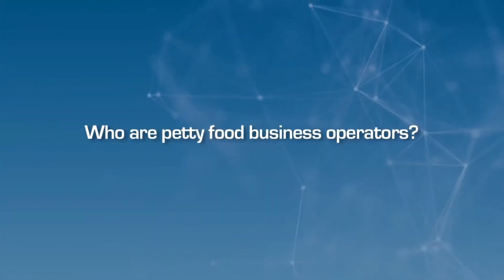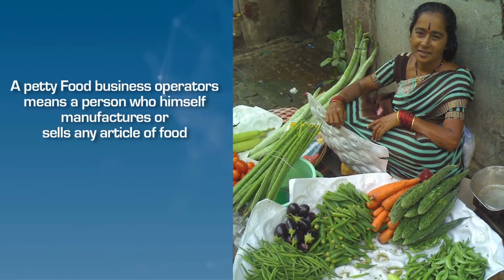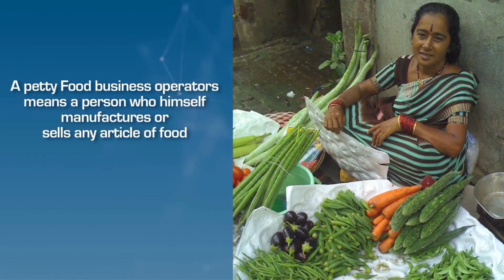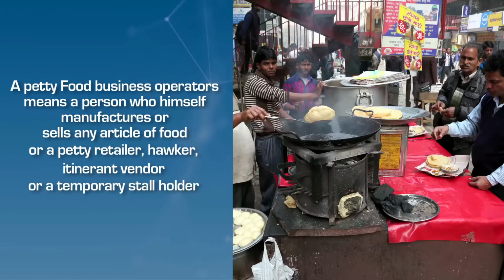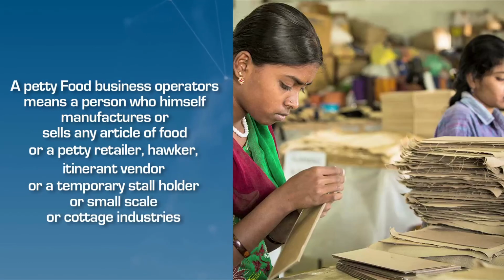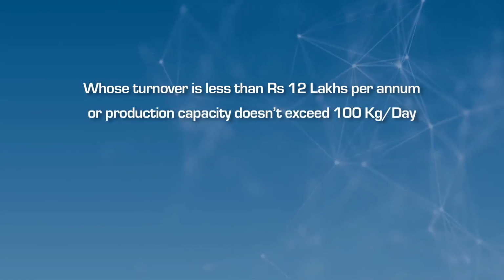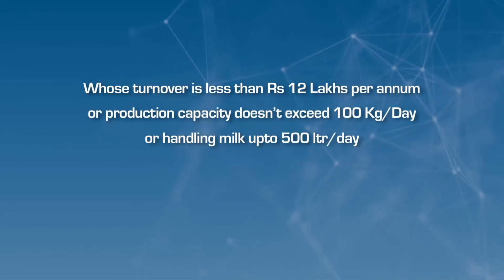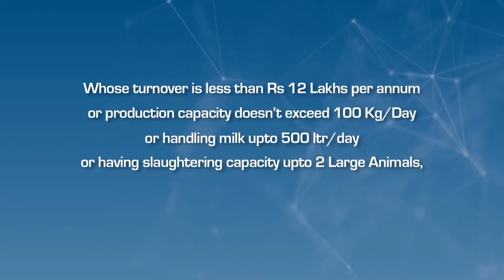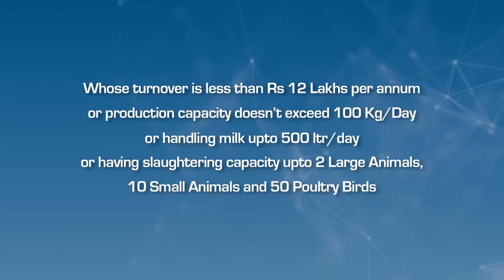Who are petty food business operators? A petty food business operator means a person who himself manufactures or sells any article of food, or a petty retailer, hawker, itinerant vendor, or a temporary stall holder, or small-scale or cottage industry whose turnover is less than Rs 12 lakhs per annum, or production capacity doesn't exceed 100 kg per day, or handling milk up to 500 liters per day, or having slaughtering capacity up to 2 large animals, 10 small animals, and 50 poultry birds.